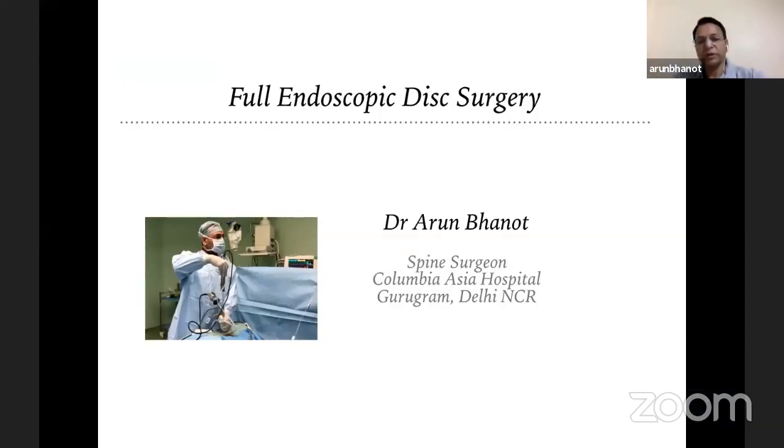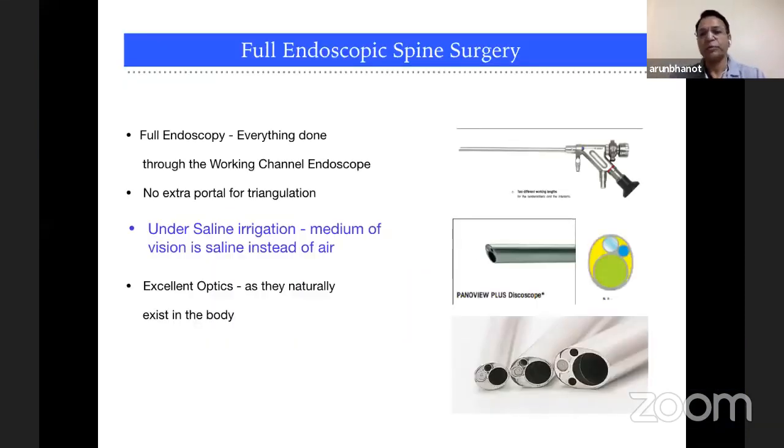So Dr. Chabra was asking about the endoscopy. Because this is a slightly different and a new concept, just give me a couple of minutes to introduce what endoscopy is and how we call it full endoscopic disc surgery. Full endoscopy means that everything is done through the endoscope. It is a single channel working endoscope. So you don't have to do any triangulation like we do for arthroscopy, where you introduce the scope from one side and a working instrument from the other.